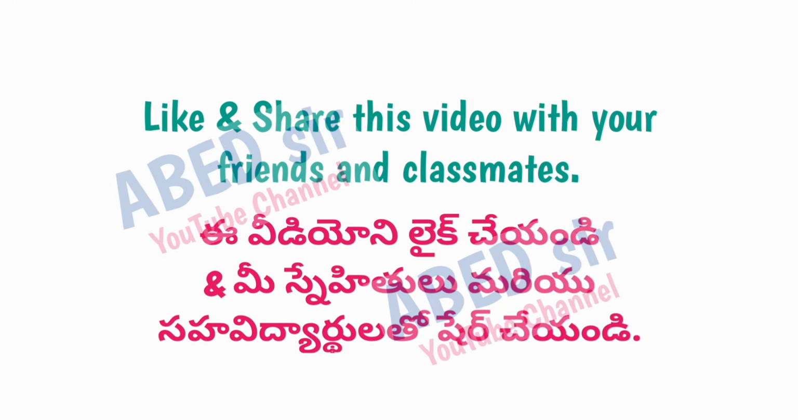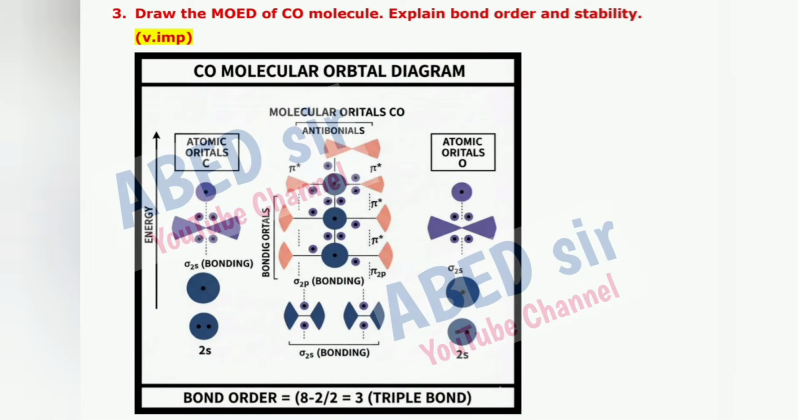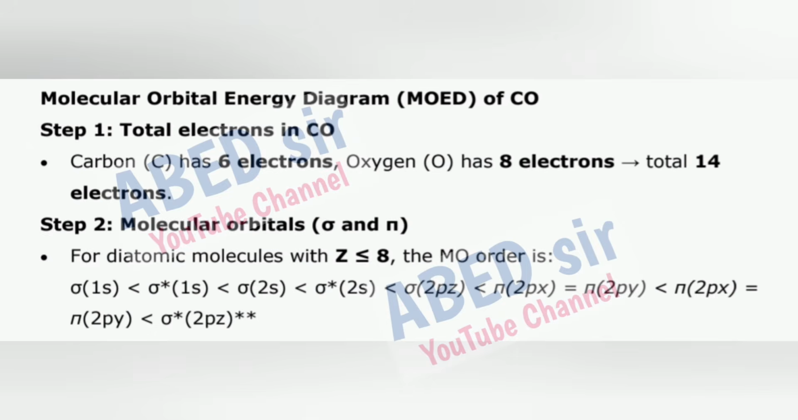The next important long question is 3. Draw the MO diagram of the CO molecule. Explain bond order and stability. Molecular orbital energy diagram, MO of CO. Step 1: total electrons in CO. Carbon, C, has 6 electrons, oxygen, O, has 8 electrons, total 14 electrons.